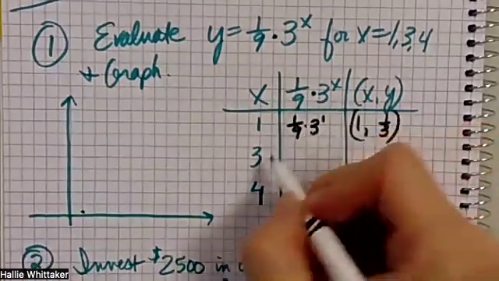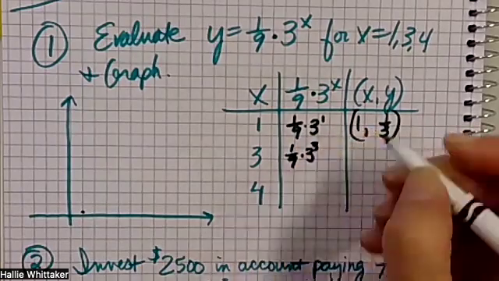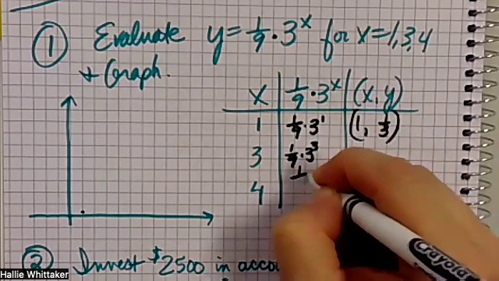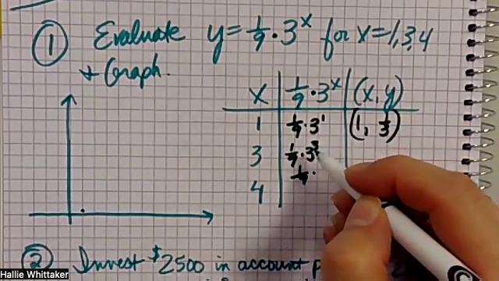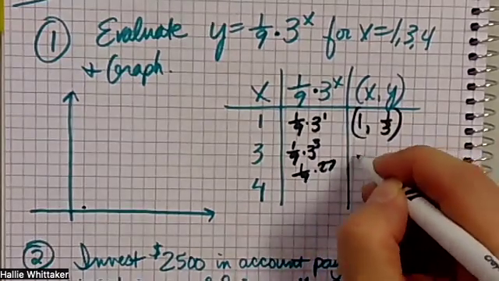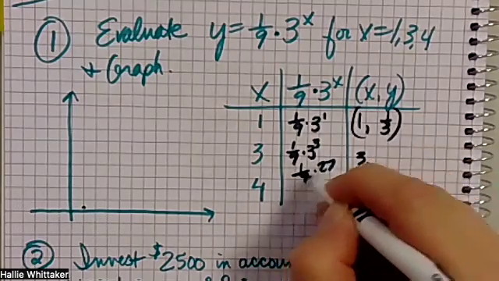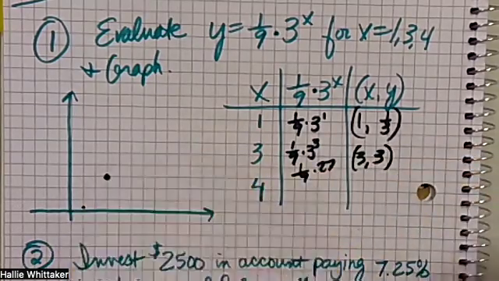Okay, then we put in 3. 1/9 times 3 to the third is going to be 1/9 times 3 cubed, which is 3 times 3 times 3, which is, good job, 27. And 1/9 times 27 is 3. 9 goes into 27 3 times. So then you get 3, 3 as a point.